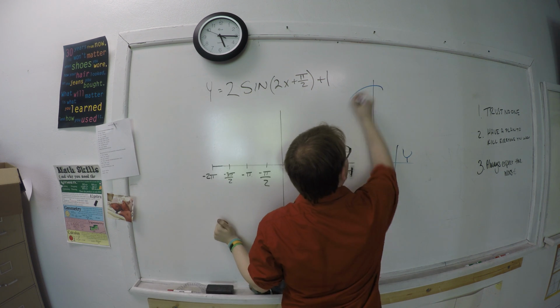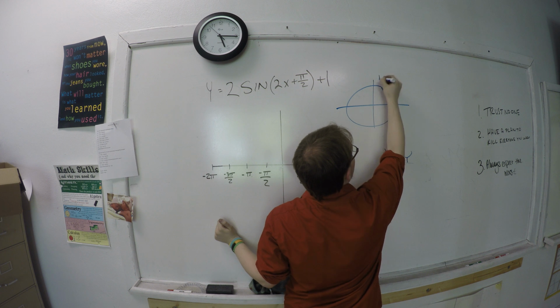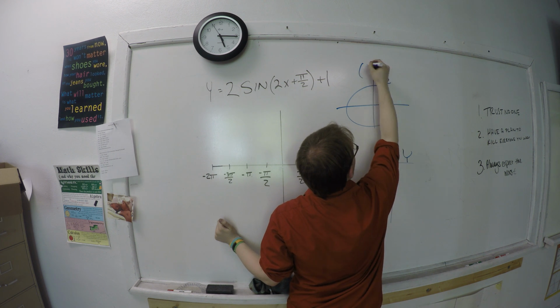Well, what is it? Let's look at our unit circle. What's sine of pi over 2? This is pi over 2. What's the coordinate?